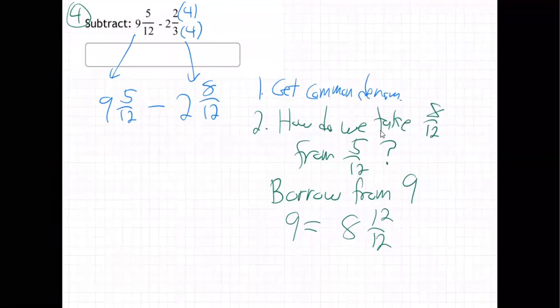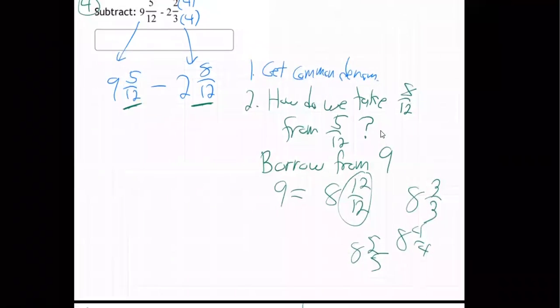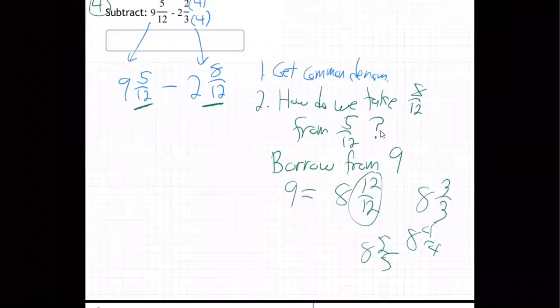8 and 12/12. You might wonder, where'd you get the 12/12? Well, I need to make a 1, and I need to use the same denominator that we already have, the common denominator, which is 12. So I make it 8 and 12/12. I could make it 8 and 3/3, 8 and 4/4, 8 and 5/5. All of those are 8 and 1 more, aren't they? They're all different ways of saying 9, right? Whenever you put the same fraction over itself, that's just a 1, isn't it? So all those are ways of saying 8 and 1 more. In other words, 9.